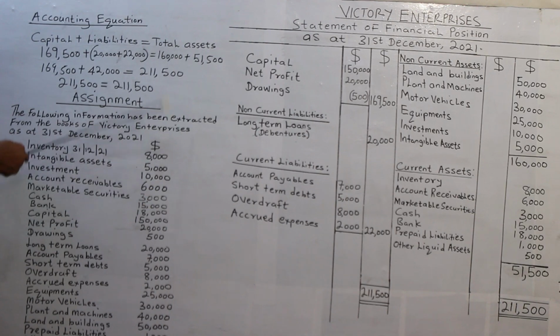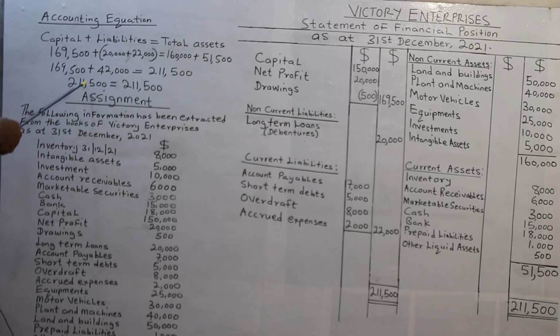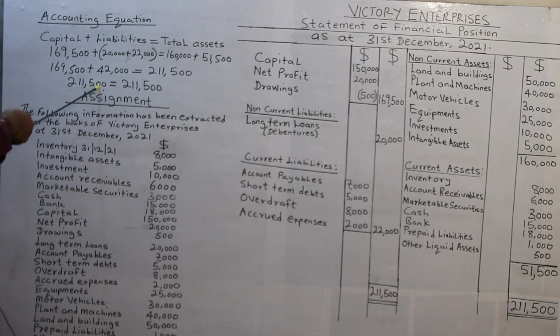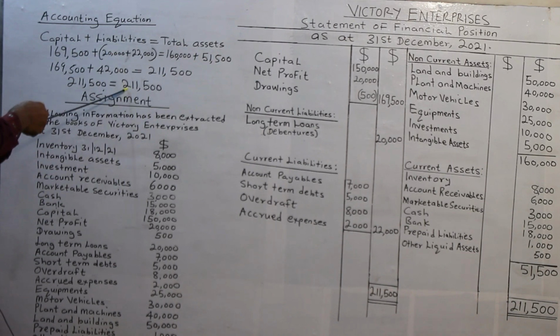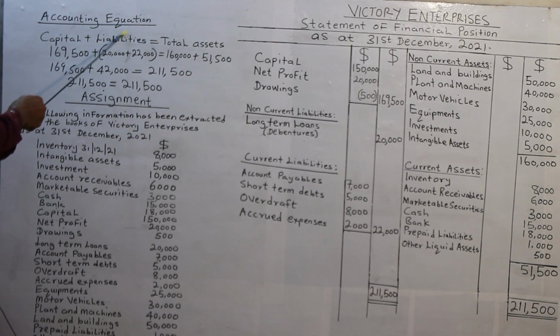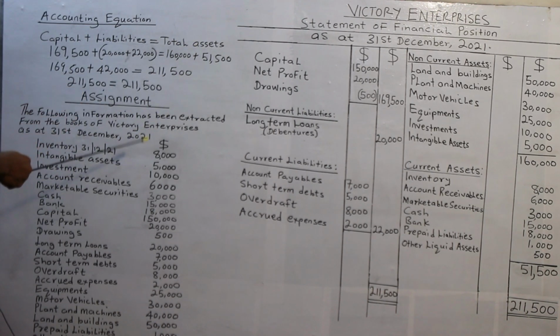In any situation, you can use mathematical notation. 211,500 now represents capital plus liabilities, while it is equal to another 211,500, which represents total assets. Of course, that is what the accounting equation is all about. It shows the equality between capital plus liabilities to total assets. Or simply put, it shows the equality between total assets and liabilities.